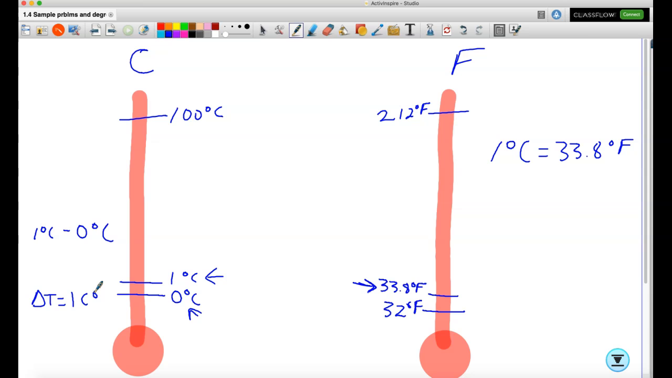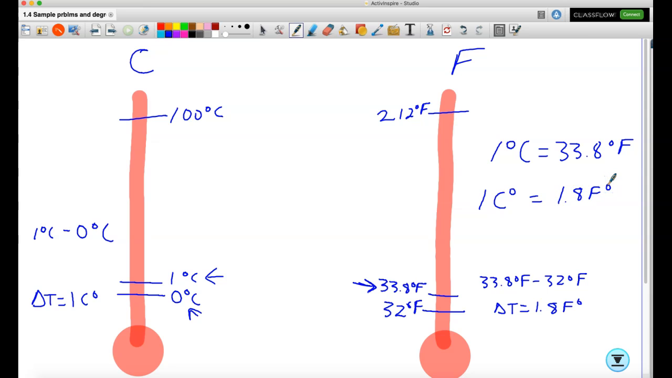Over here, Fahrenheit, I would have my final temperature of 33.8 degrees Fahrenheit minus 32 degrees Fahrenheit. And so that's going to be a temperature difference of 1.8 Fahrenheit degrees. So what that tells me is that 1 Celsius degree, or that difference, equals 1.8 Fahrenheit degrees.